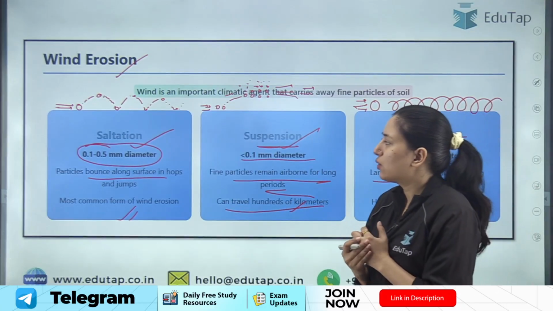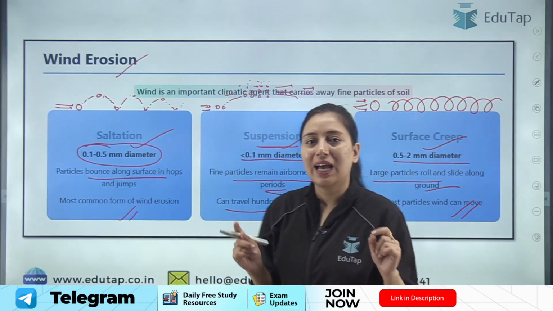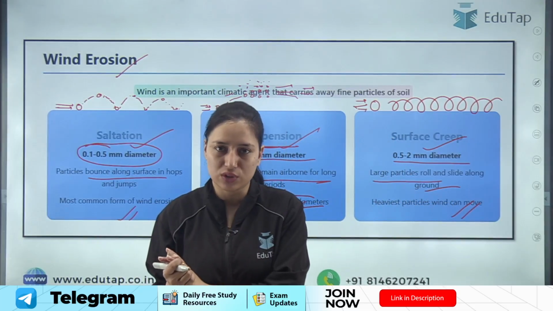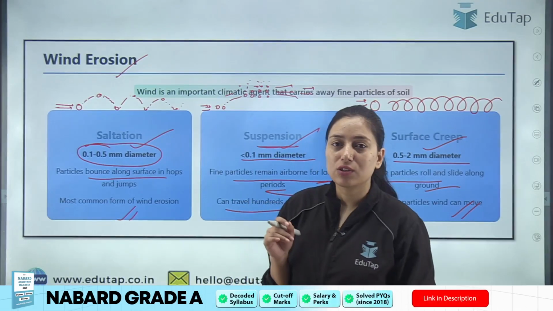So I hope now wind erosion is also clear. It is easy, right? You just have to remember the size of the soil particle and what is happening in which type of wind erosion. So with that, I hope you have got clarity on all these things, and now we'll solve a few questions.